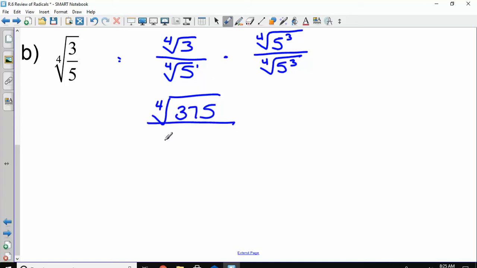On the bottom, you can write that. You can do 5 times 5 to the 3rd, or if you just want to write it as 5 to the 4th, it doesn't matter to me. What does the bottom simplify to? The 4th root of 5 to the 4th is? 5.